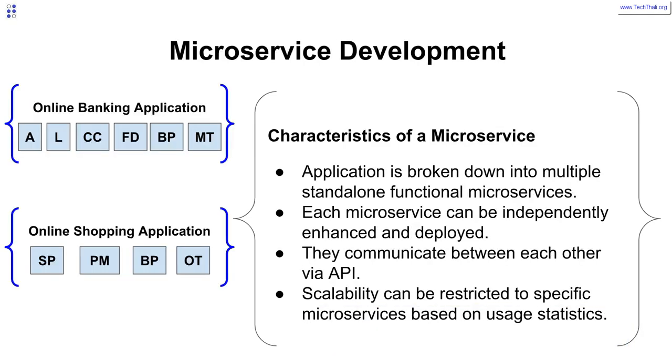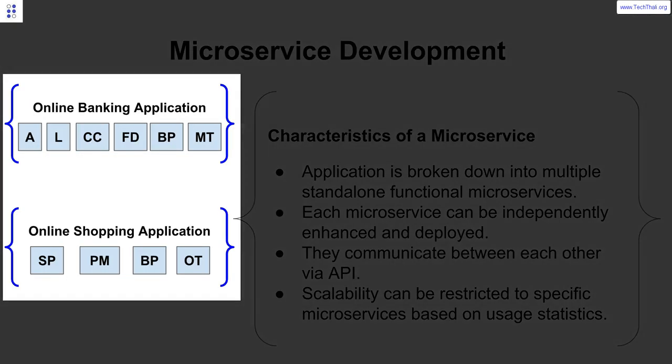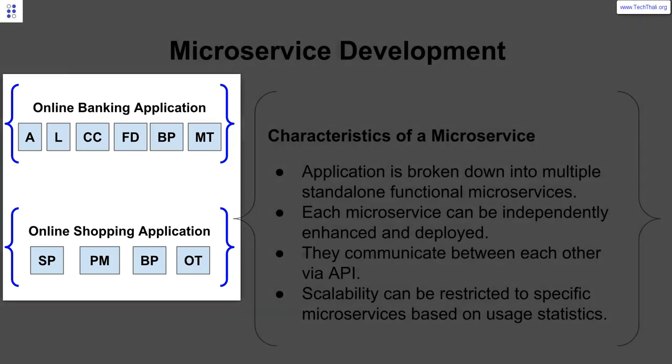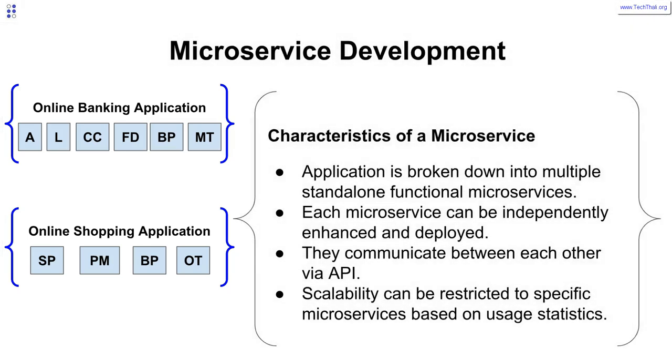Now let us look at the characteristics of microservices. Here the application is divided into multiple functional and standalone microservices. Each microservice can be independently enhanced and deployed. The intercommunication between modules happens via API. Scalability can be limited to microservice level. It can be based on the usage statistics. It will be discussed in detail in the next section.